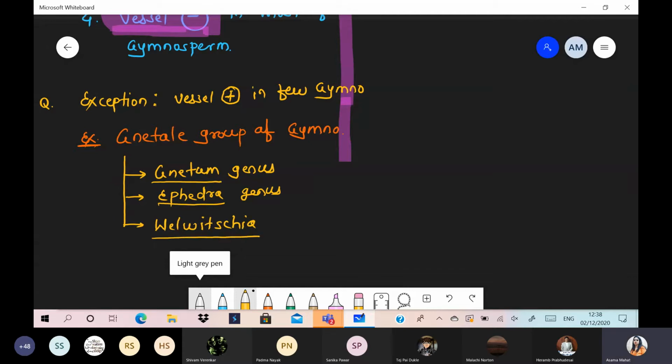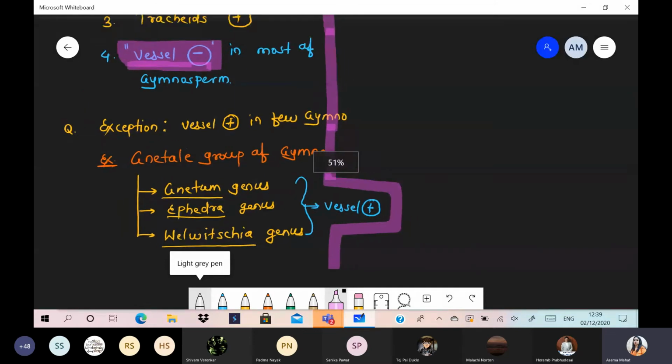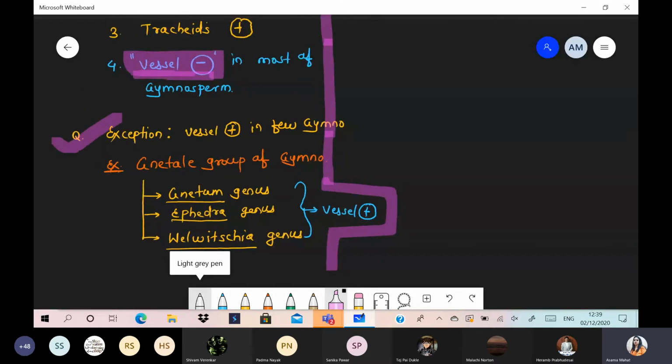Welwitschia is also an example of the genus. No need to remember the example, just remember the initial letters GEW. Gnetum, Ephedra, Welwitschia. These are the three examples of the genus where, as an exception, vessels are present. Normally, in the gymnosperm, vessels are absent.